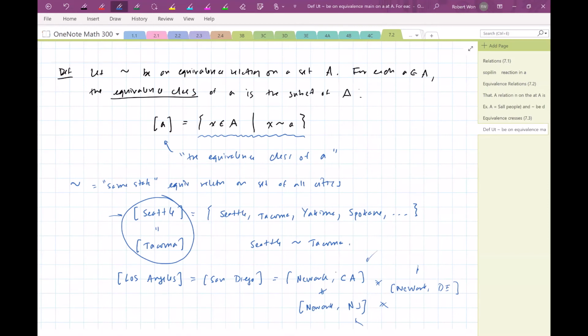Okay, so equivalence classes are the set of all elements that are equivalent to some fixed element. But the same equivalence class could have many different names. The equivalence class of Seattle is the same set as the equivalence class of Tacoma, even though Seattle and Tacoma are not the same. Seattle and Tacoma are only equivalent under this equivalence relation. Okay, so next time we'll discuss more equivalence classes in more detail, and we'll prove some things about them.